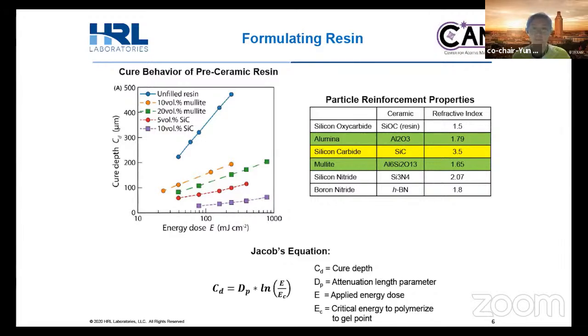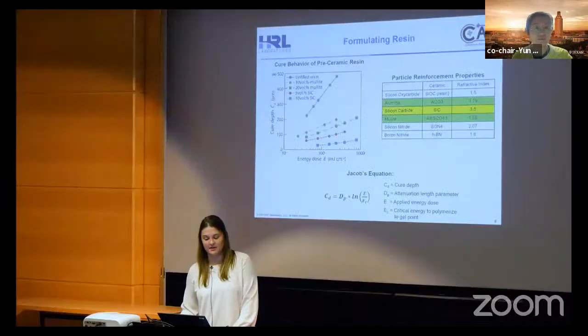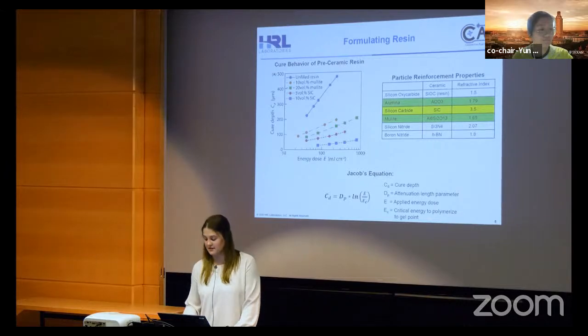So although silicon carbide whisker reinforcements would give us theoretically higher toughness values than particle reinforcement, the cure depth is hindered since silicon carbide absorbs so much of the UV light. This is why we chose to examine particle reinforcements like alumina and mullite first.